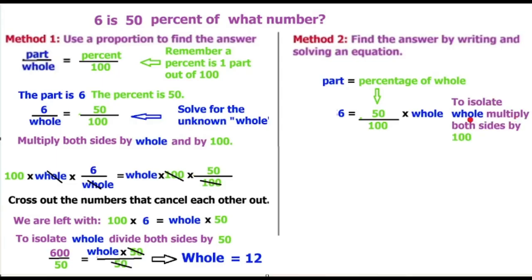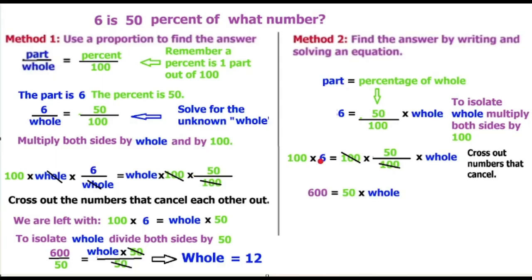So to isolate whole, multiply both sides by 100. We want to try to get rid of the fraction first, okay? So 100 times 6 and then 100 times this whole part, okay? So now we can cross out the numbers that cancel. The hundreds cancel. So now we're left with 600 equals 50 times the whole, okay?